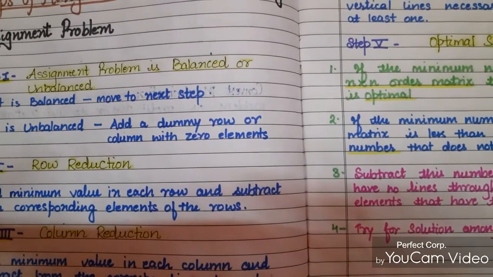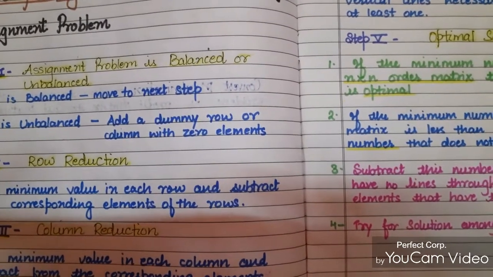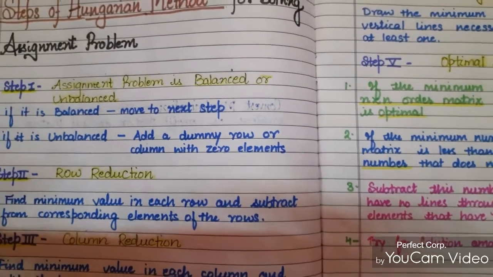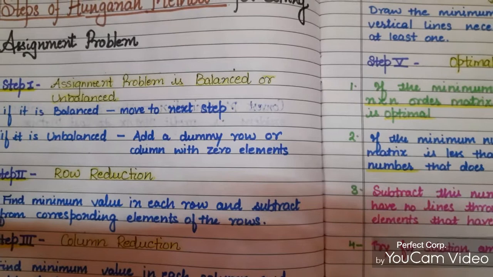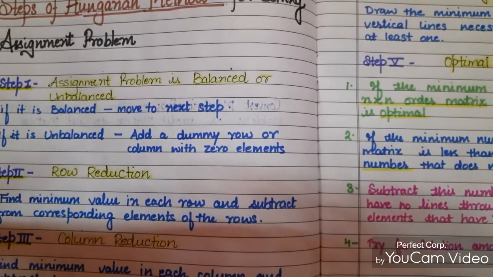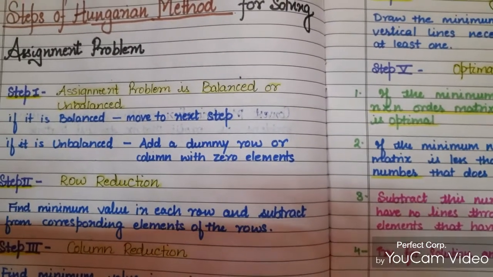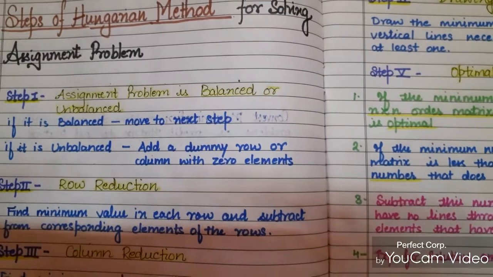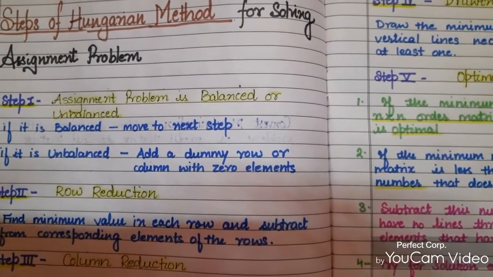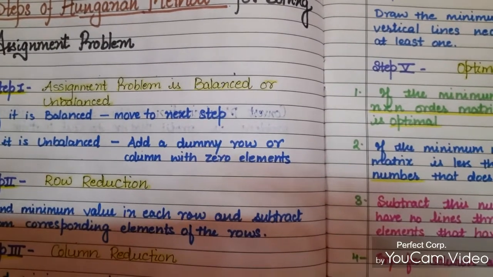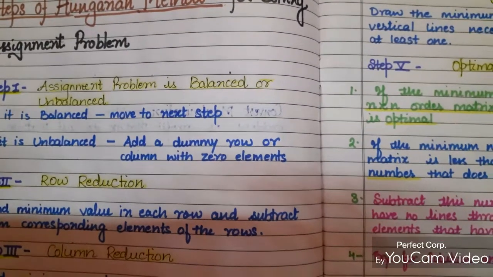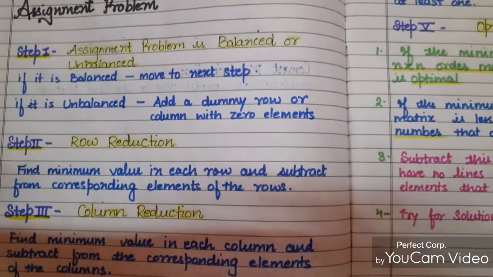Just like we did in the transportation problem, we add a dummy row or a column as required to make the particular matrix a balanced matrix or a balanced assignment problem. So in the first step, we check whether the assignment problem is balanced or unbalanced, and if it is unbalanced, we add a dummy row or column. Now, what will be the next step?